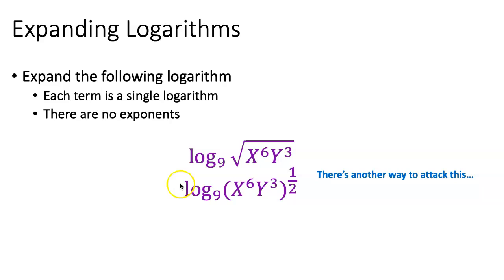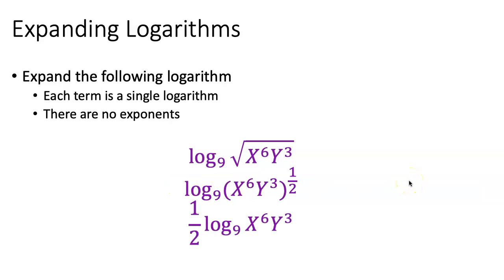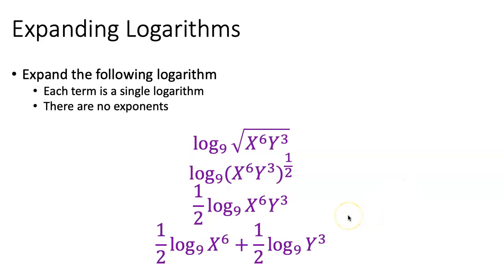So if you choose to move the 1/2 to the front, now it's a coefficient, and it's 1/2 log base 9 of all of x to the 6th y to the 3rd. When we split this up, that 1/2 goes in front of both of them. It's kind of like the distributive property. So remember, the 1/2 would have to go in front of both of these terms.